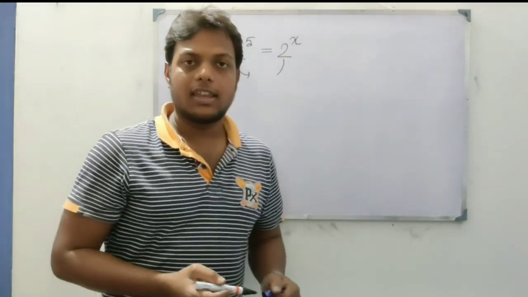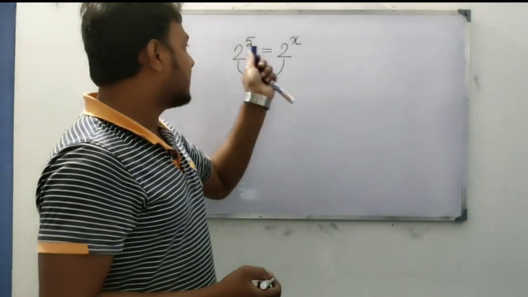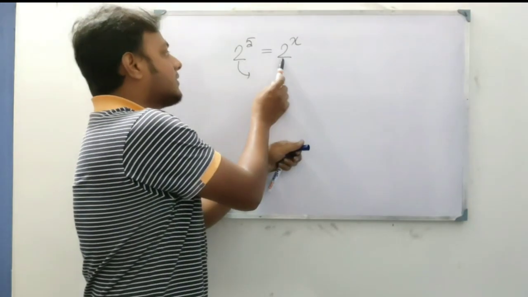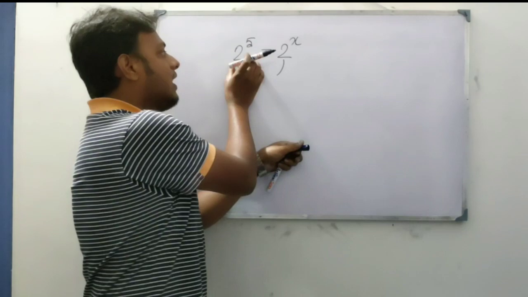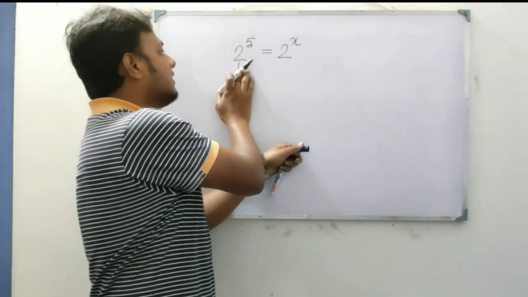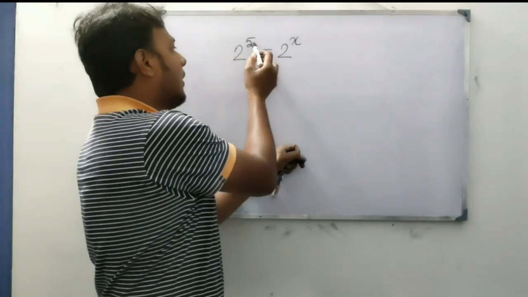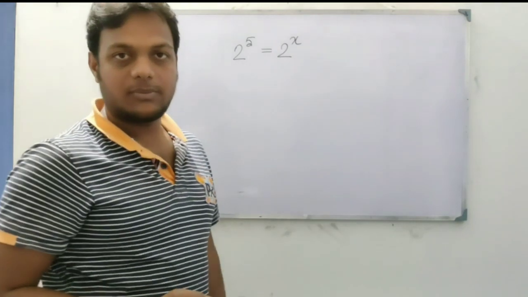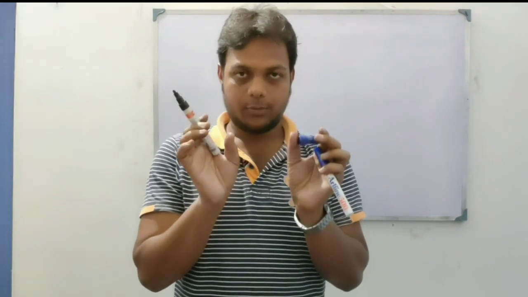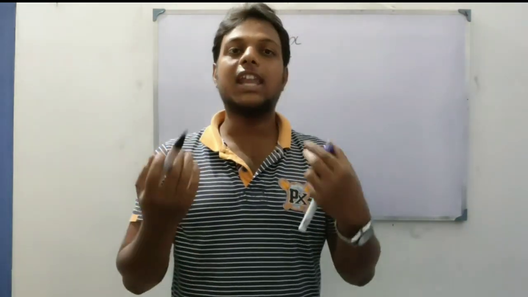Now my question is, is there any chance that x and 5 will be equal? Yes, x and 5 must be equal. Why? Since the bases are the same, if the left hand side and right hand side are equal, then the power must be the same. So we get a message from this line that if two exponent numbers are equal with the same base, then their power, which means index, must be the same.